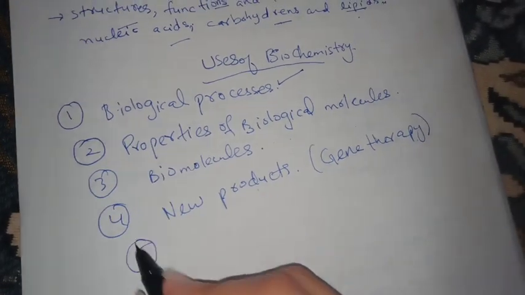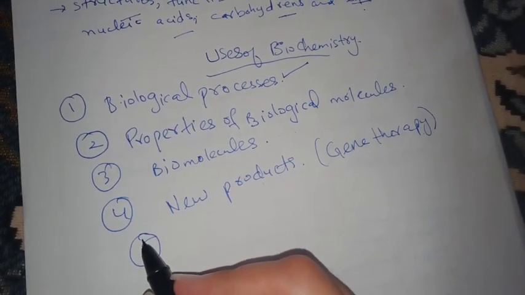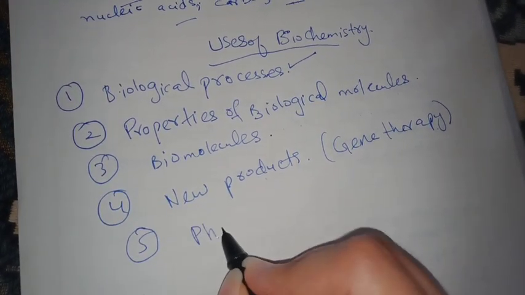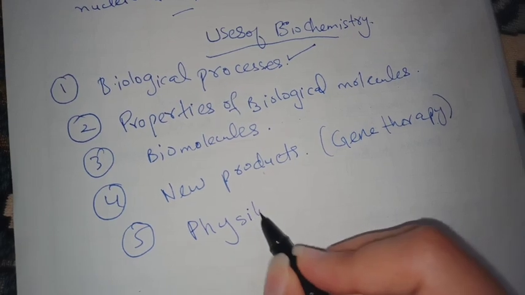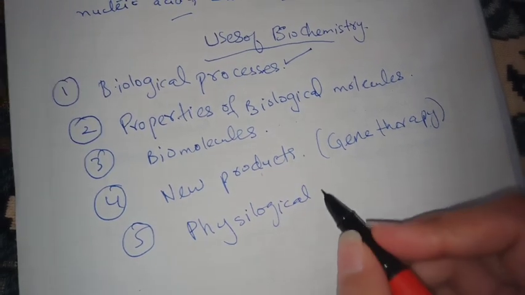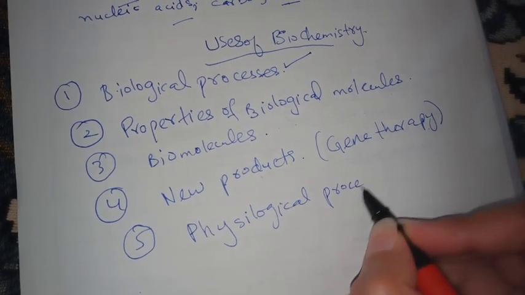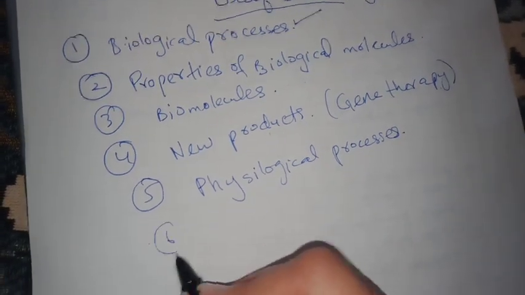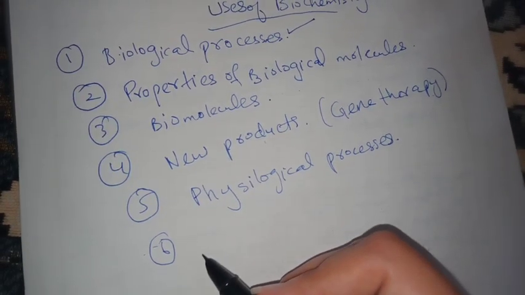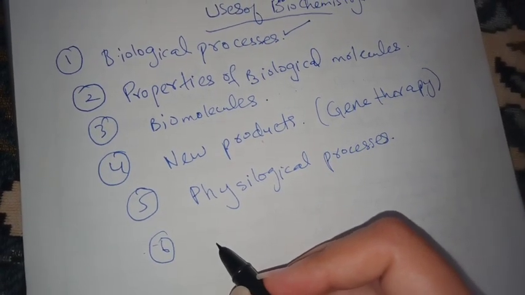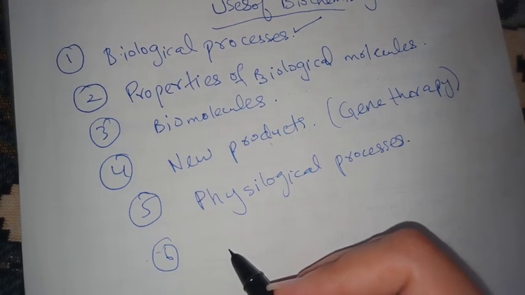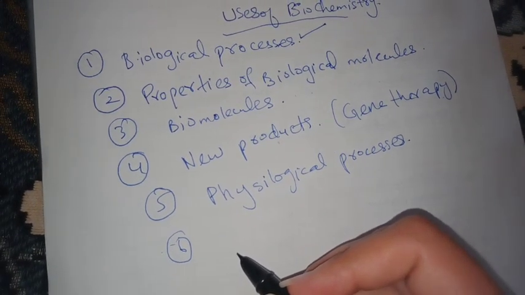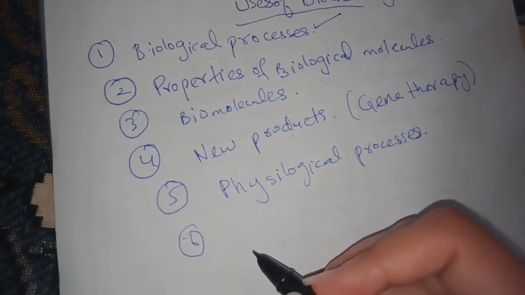Fifth one is that biochemistry has been explaining the mechanism of many physiological processes. Biochemistry explains the mechanism of many physiological processes which were unknown, a mystery. Then physiology, pharmacology, bacteriology and pathology and even therapeutics have been greatly benefited from new discoveries in biochemistry.